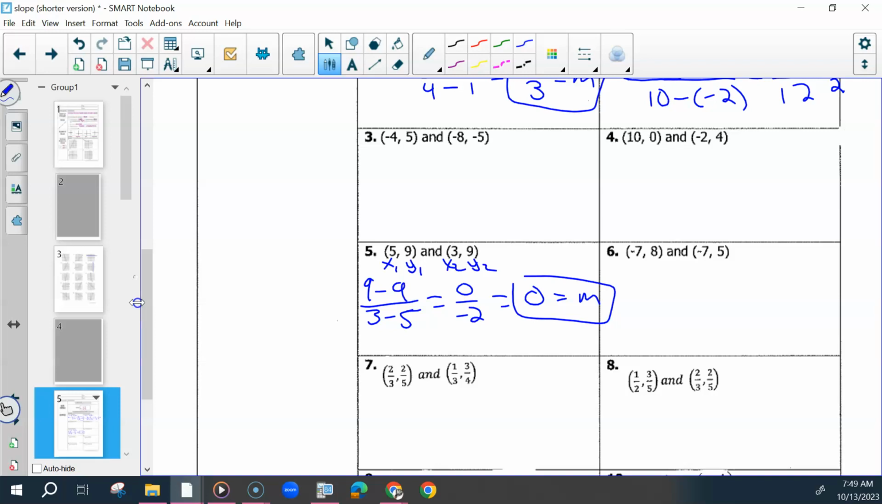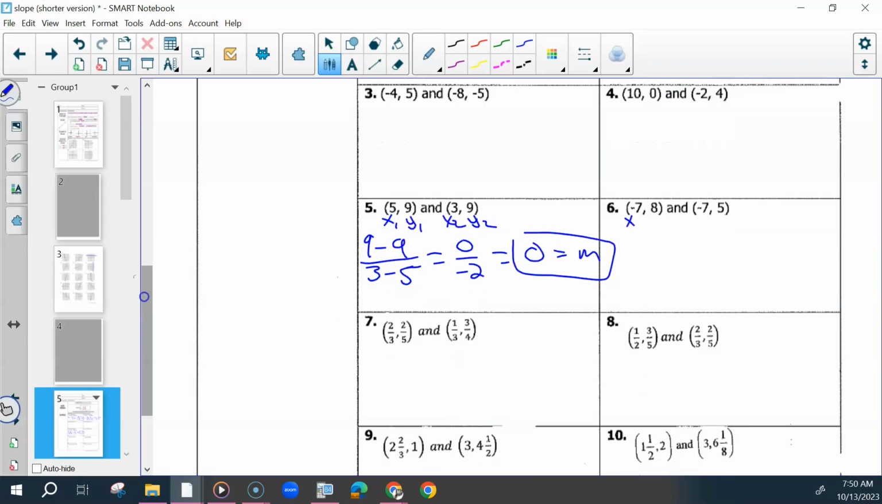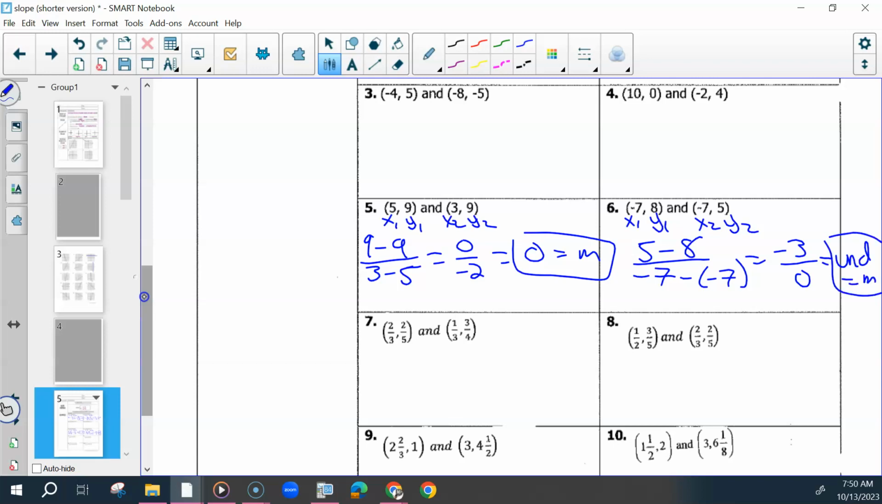What about number 6? Would it be the same? But it is the denominator. It's going to be similar, but a little different. Oh, it's undefined. It's going to be undefined. So let's still do that work. 5 minus 8 over negative 7 minus negative 7. We'd have negative 3 over 0. Anything divided by 0 is undefined.